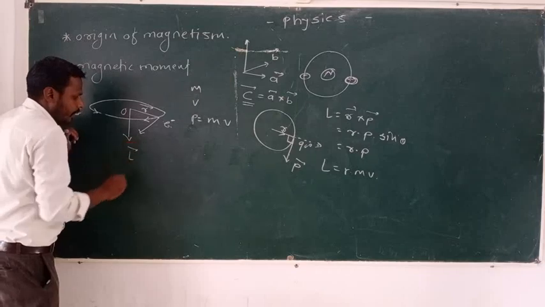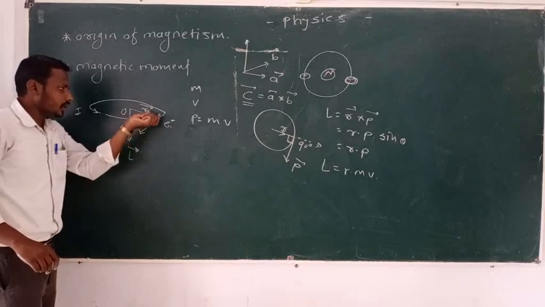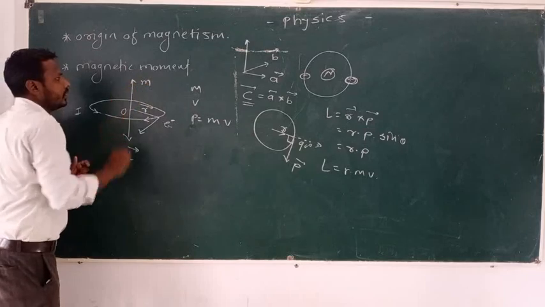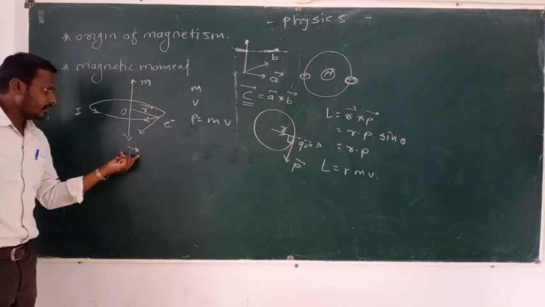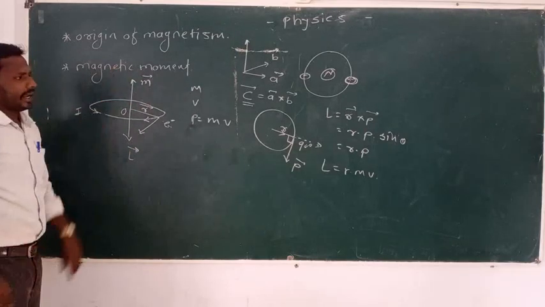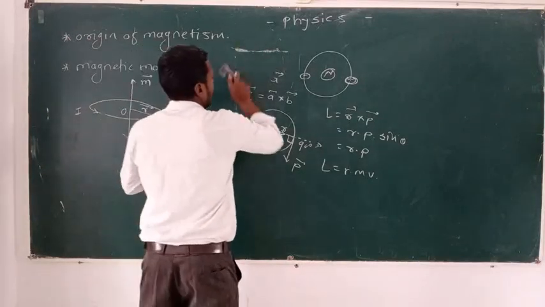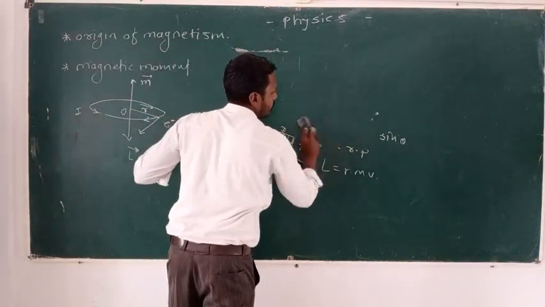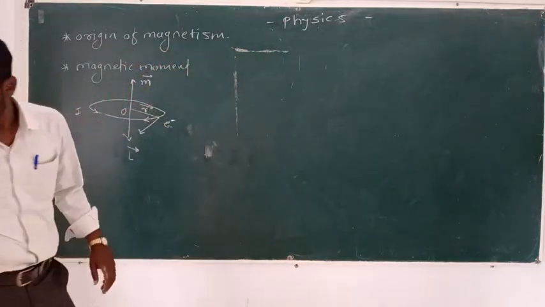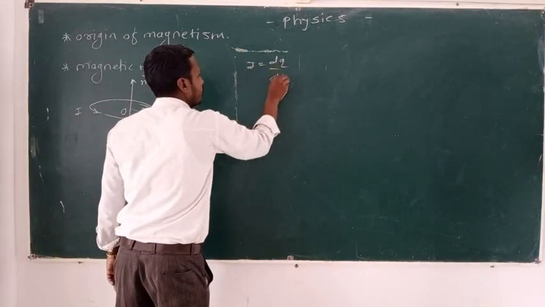Here is L bar, and the magnetic dipole moment due to the electron is in the vertical direction. Here I can write m. This is the L bar in the downward direction and this is the m bar in the upward direction. Now we know that the formula of the current is I is equal to dq by dt.